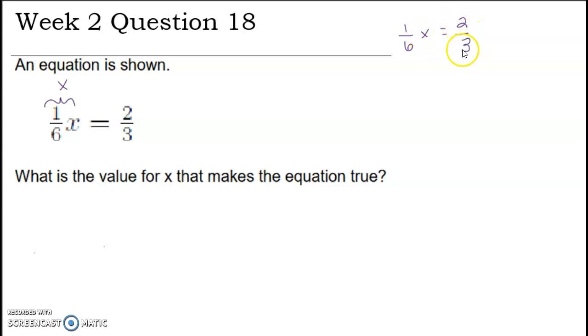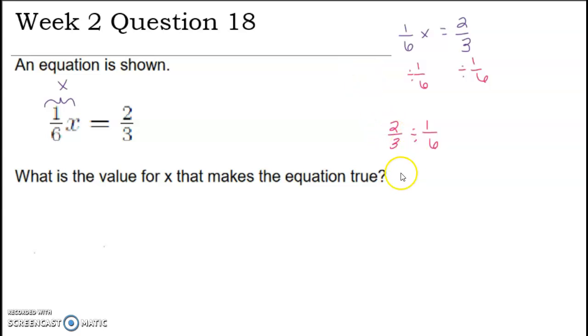So then you have to ask yourself, I don't know what 1/6 times something is 2/3. I don't know, but I do know how to use inverse operations. So the inverse of multiplication is division. So I need to divide both sides by 1/6 so I can figure out this answer. All right, so now we have 2/3, and you guys all see fractions and freak out, divided by 1/6. I know how to divide fractions.